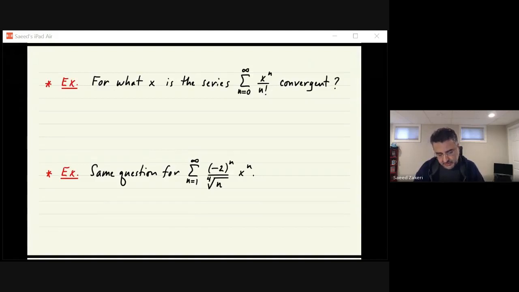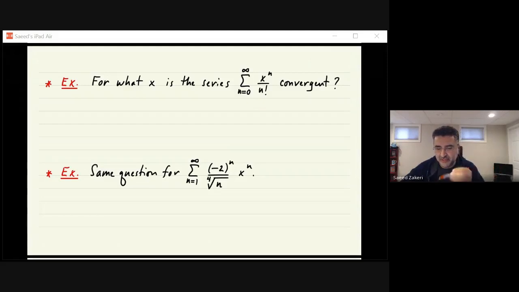Now, let's take a look at this next example. For what value or values of x is this series convergent? This is going to be the type of series in terms of a variable x that we'll be talking about soon. This would be an example of a power series.